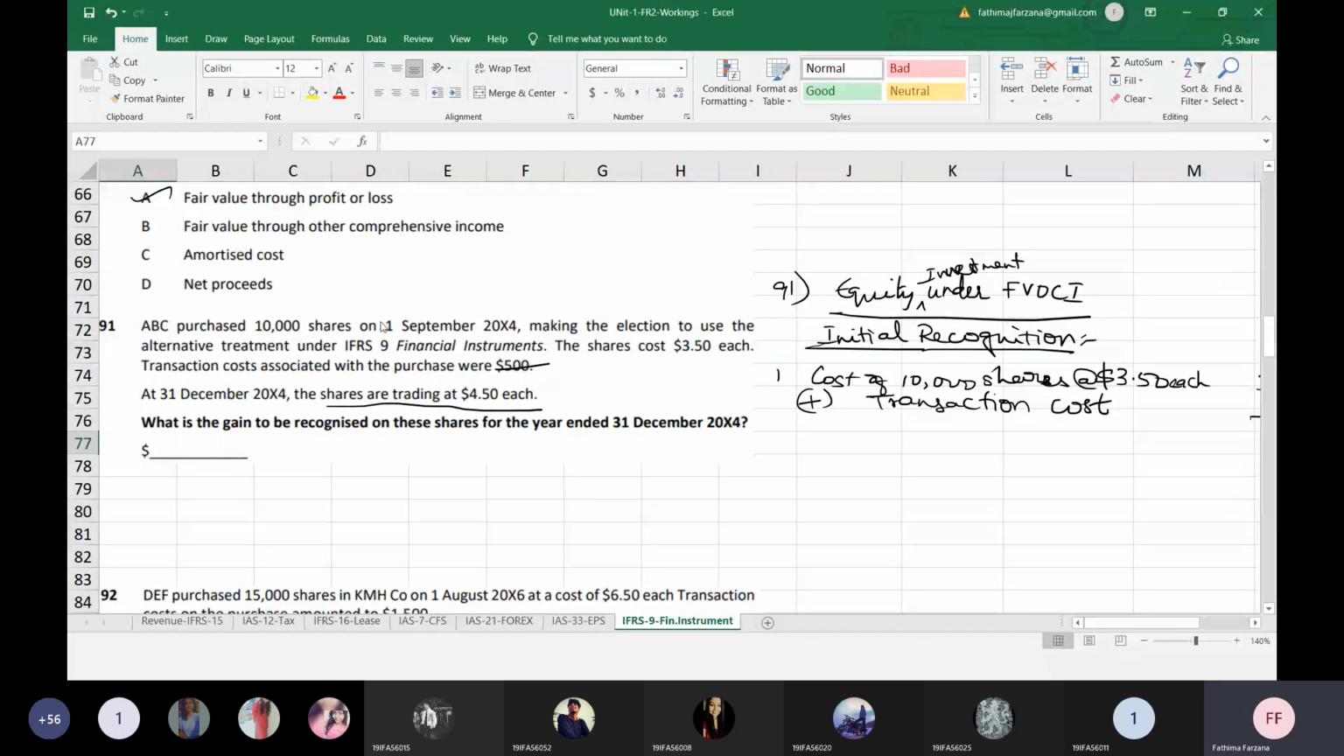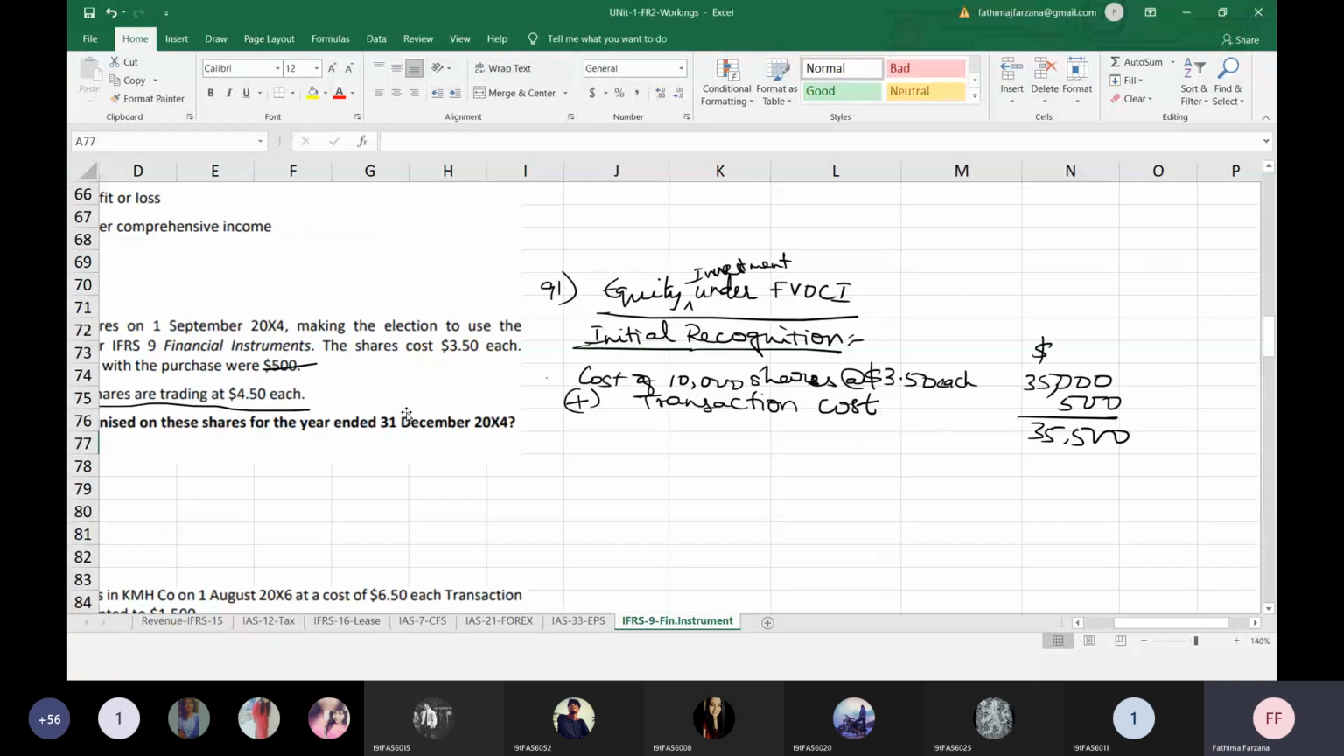Oh, they are purchasing on 1st September. Better not to write the date, not required at all here. We don't use depreciation and all for shares, so no point in writing the date here. So at year end, what's happening? The same share on 31st December is revalued to fair value. That is what we have to do.